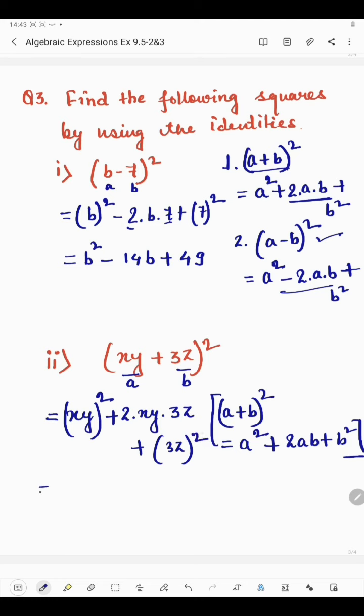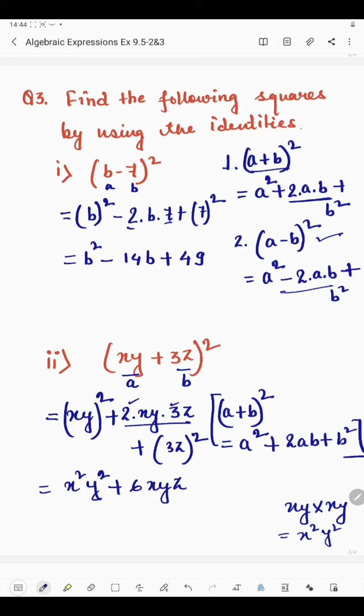Now (xy) whole square means xy into xy. So 2 x's are there, so we'll write x square, and 2 y's are there, so we'll write y square. So it's x square y square plus, we'll multiply this all. At first we'll multiply the coefficient. So 2 into 3 is 6. Now x into y into z is xyz.